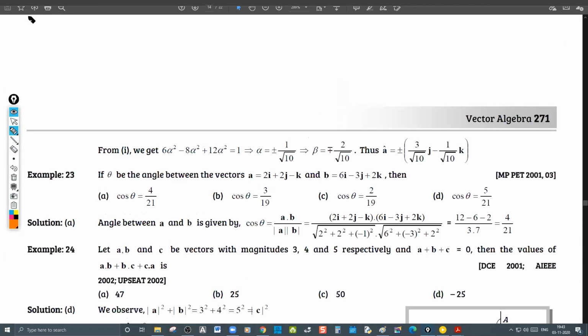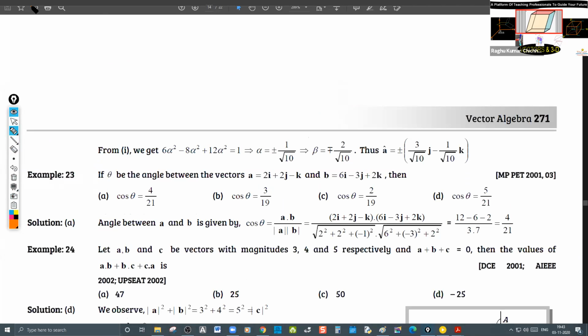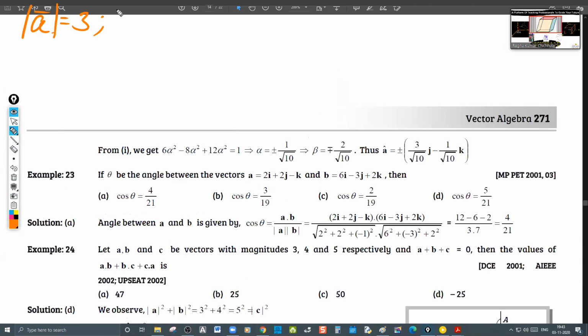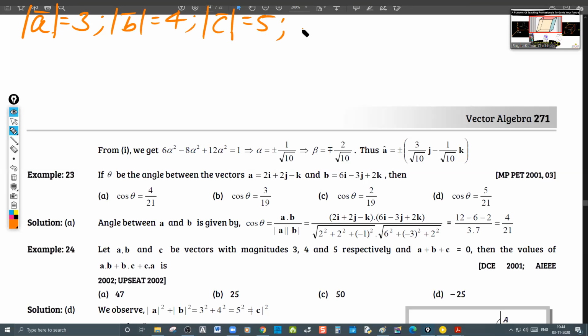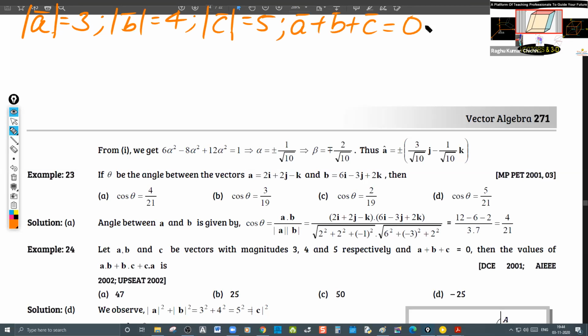A is equal to 3, sir. Write it as magnitude, mod A. Mod A bar is equal to 3, mod B bar is equal to 4 and mod C bar is 5, and A plus B plus C is equal to 0. Then we need A dot B plus B dot C plus C dot A, the dot product, equal to question mark. Correct?